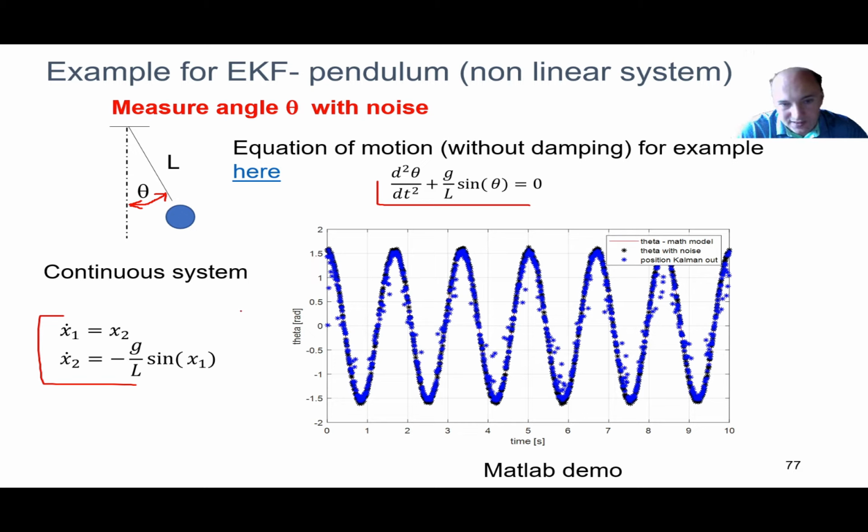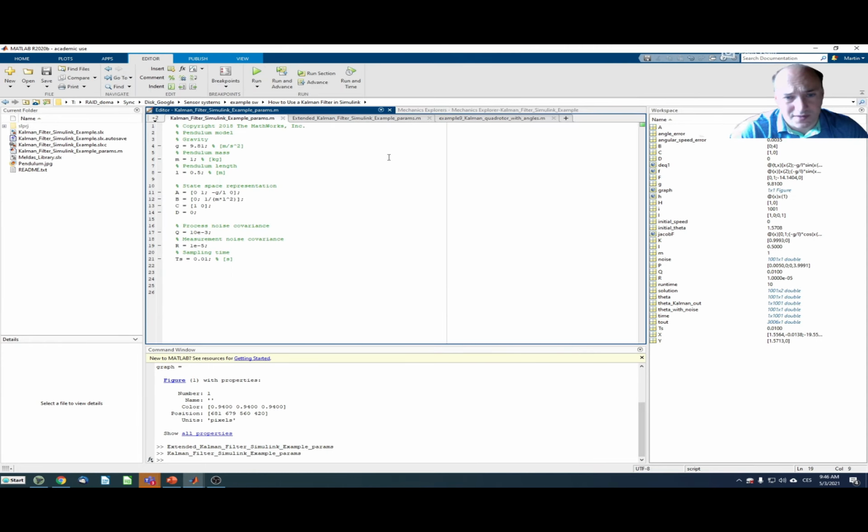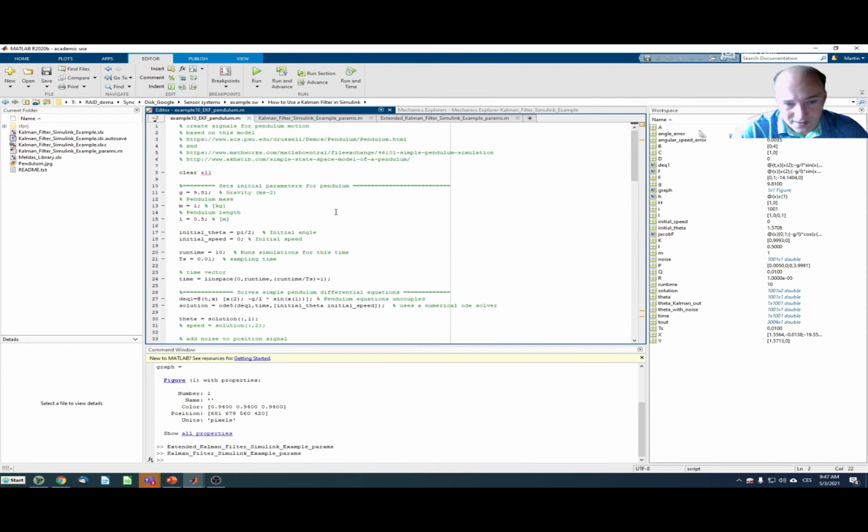And we consider that we have some noise in our measurement. So we will see what the exact output from my system is, and we will add some noise to it, and then we will feed this signal with noise to our Kalman filter to make an estimation. Now I have an example both in MATLAB and in Simulink. So let's see first the example in MATLAB, because here we can actually see the difference between the algorithm based on the linear Kalman filter and the extended Kalman filter.